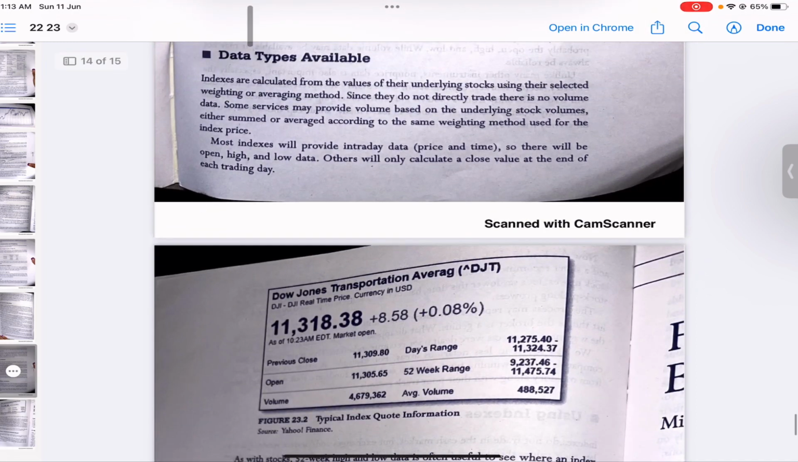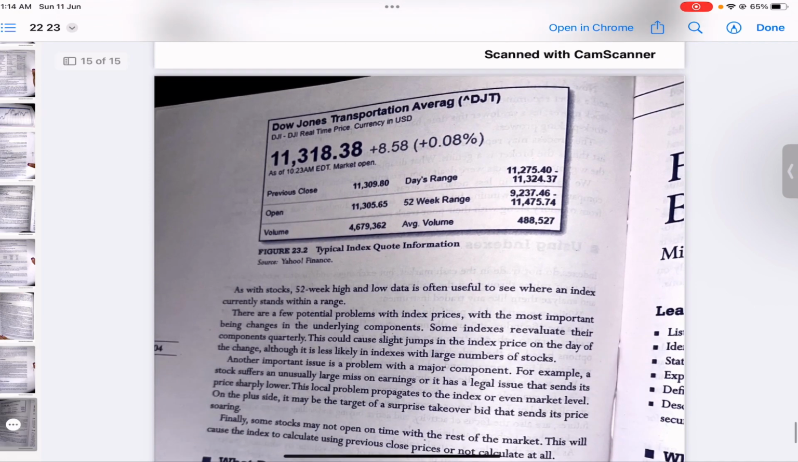Now, what are the data types that are available? Indexes are obviously calculated from the underlying stocks. What is underlying the index? It is the stocks which comprise the index itself, right? Most indexes will provide intraday data, price and time, so there will be open, high and low data. Others will only calculate a close value at the end of each trading day. So this is the DJT, which is the Dow Jones Transportation Average. This is the transportation index of the US markets.